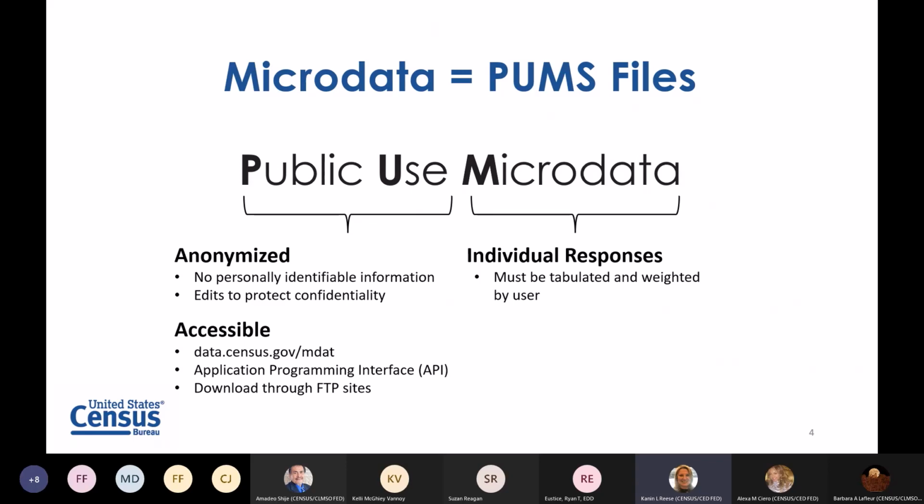All right. Now we've hinted around it, so it's probably a late slide, but microdata does mean PUMS files. We talked about PUMS meaning public use microdata. The public use means that there is no personally identifiable information attached. It is edited for confidentiality, and it's also accessible. So it's not just available on data.census.gov/MDAT, which is the URL we'll be accessing, but you can also find it through our microdata API, or application programming interface. And then also, what most of you who have used PUMS files are probably most familiar with is the PUMS data and microdata that have been posted on our FTP sites at the Census Bureau.